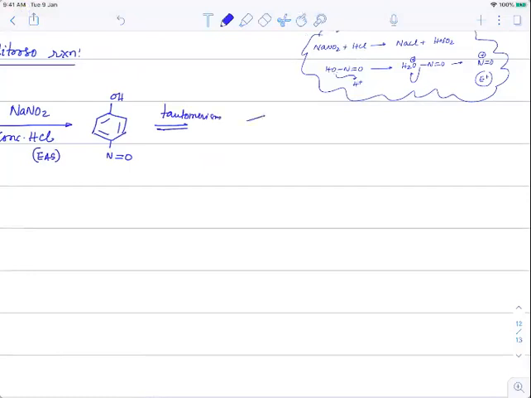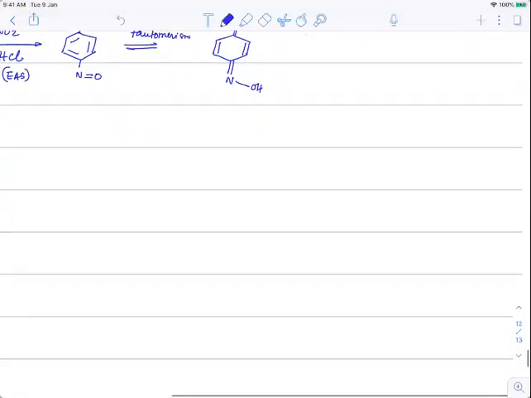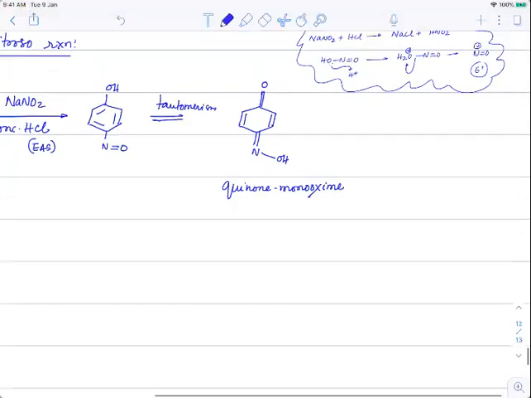Tautomerism will happen in this, and this OH becomes double bond O, here a double bond, here a double bond N, and OH comes over here. This has become more like an oxime, correct? So this name is quinone monooxime. So tautomerism is happening between phenol and oxime.